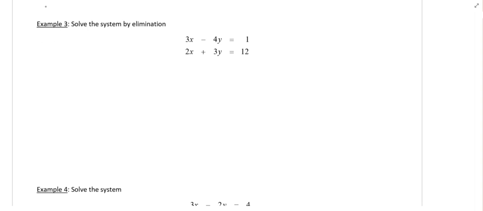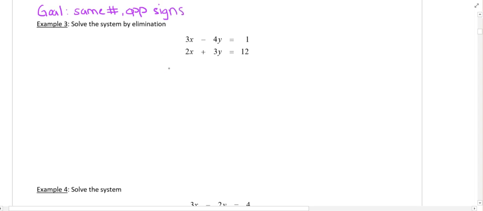Okay, so we're going to write here that our goal is same number, opposite signs. We're doing elimination by multiplication, finding the least common multiple. It looks like the y's are already opposite signs, so I'm going to take these and make them into the same number. The least common multiple of 4 and 3 would be 12. So I would multiply the first equation by 3, because 3 times 4 gives me 12, and the second equation by 4, because 4 times 3 also gives me 12.